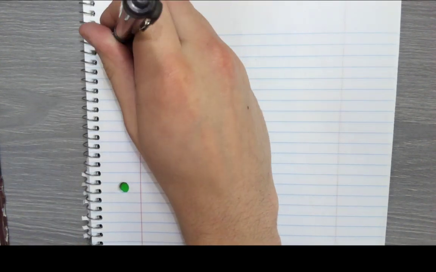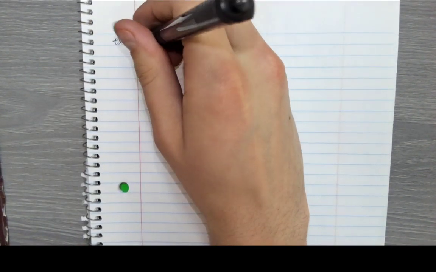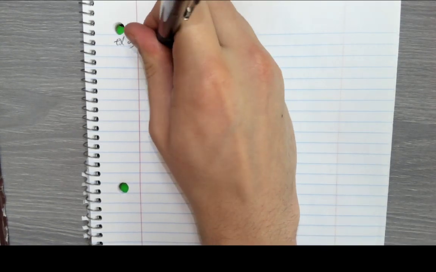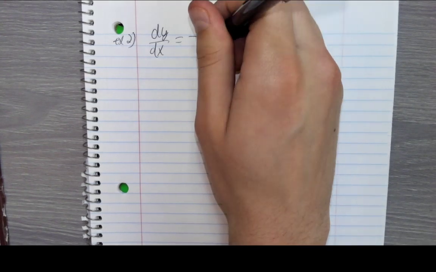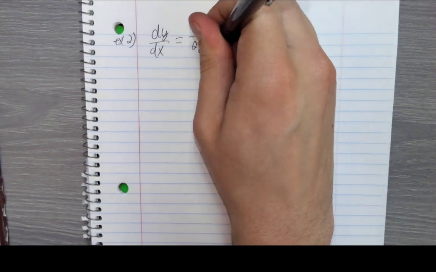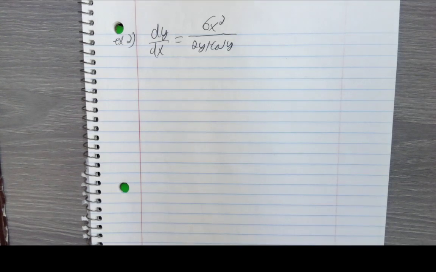All right, so this is example 2, where you have dy dx is equal to 6x squared divided by 2y plus cosine y. Okay, no initial value. That's it. That's what's given to us.